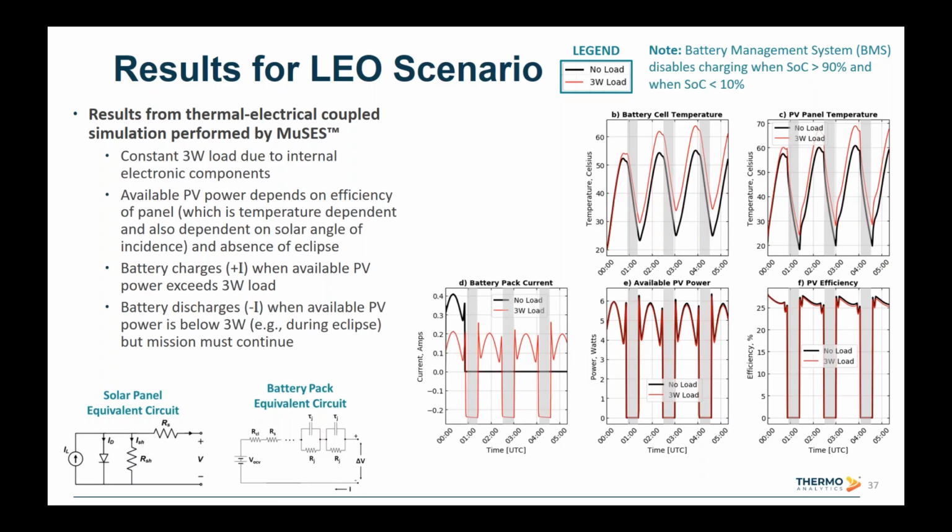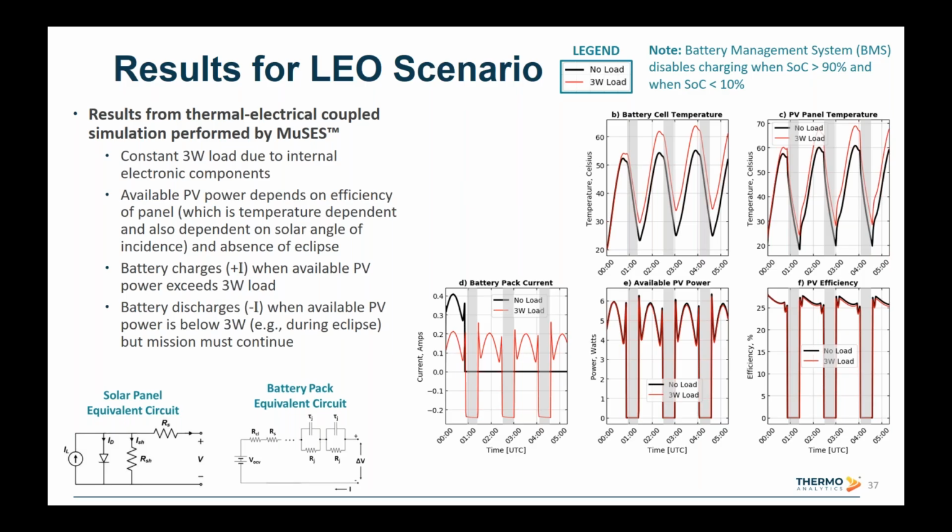Here we see the battery pack current, and it is negative during the eclipse regions because it's supplying the power that's needed to run the electronics. And then when we see that battery pack current listed as positive, that's when it's being charged by the solar panels and the excess energy that is available.